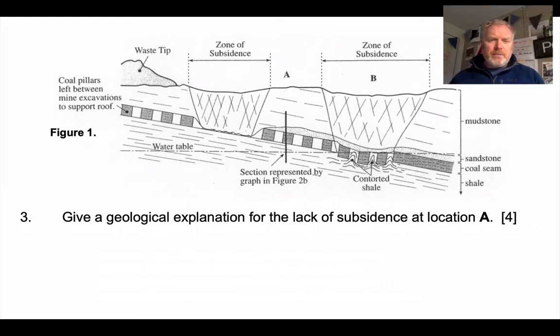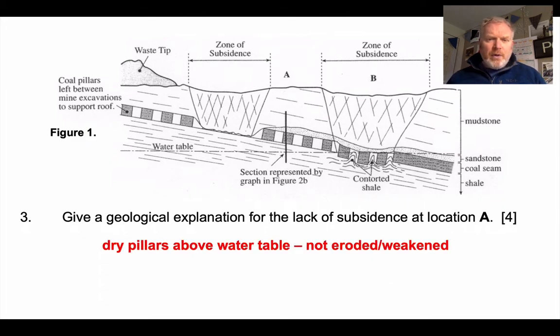Question 3 looks at location A. Now this is above the area where the section is. 4 marks to try and pick up here. So we've got dry pillars here that are above the water table. So we don't have erosion or weakening of either the rocks in the pillars or the shale underneath the pillars by water. The pillars here must be big enough to support the weight of the overlying rock. We can see at A, it's perhaps not as much overlying rock as there would be, say, at location B.